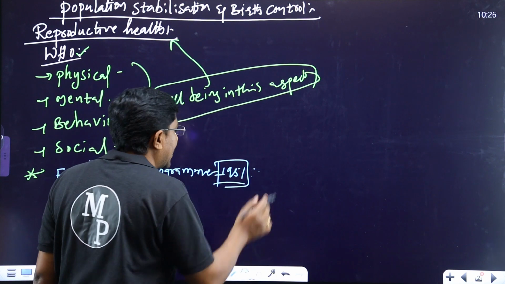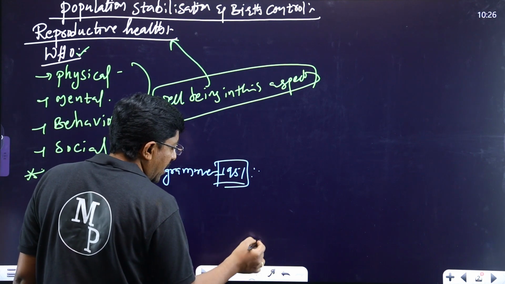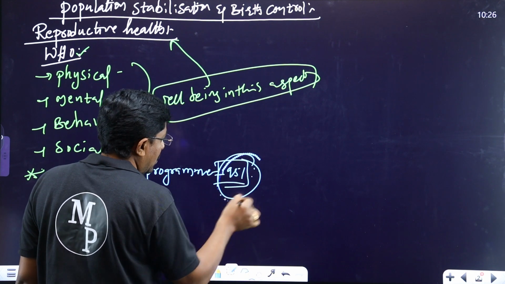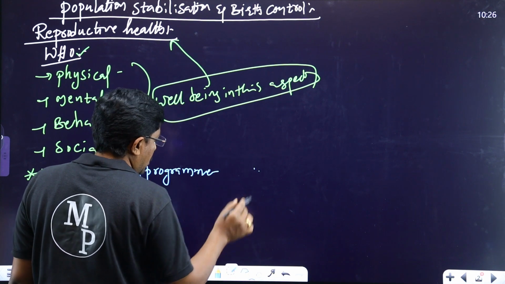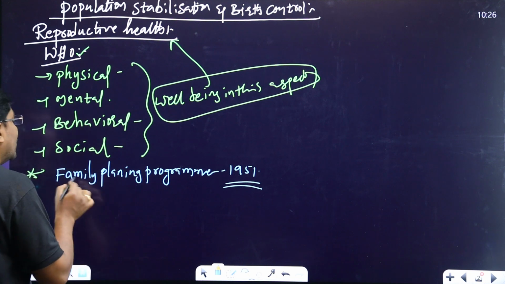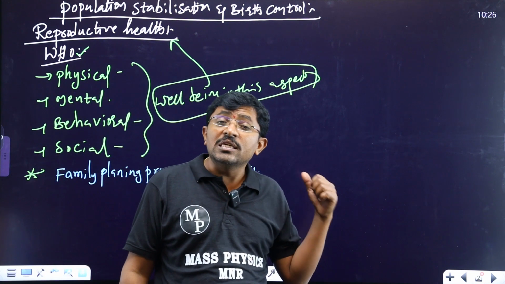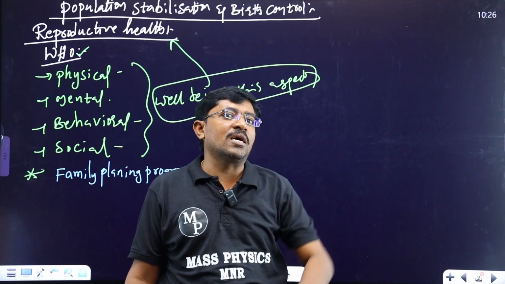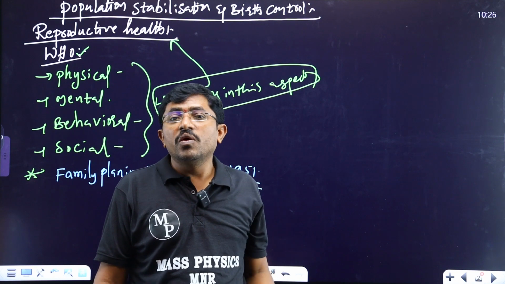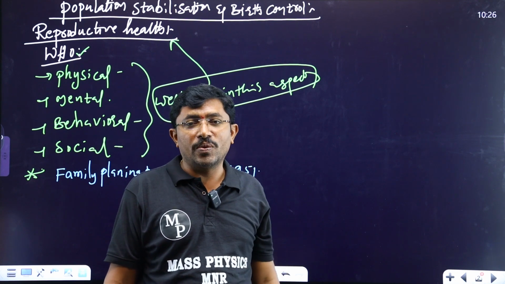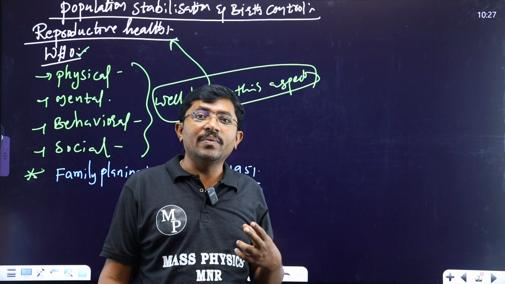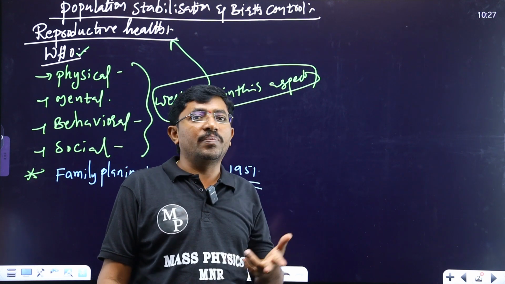As per this 1951 act, the family planning program has one slogan: hum do hamare do. We two, our two. In Telugu, manamiddaram manakiddaru. So in a family, the wife and husband have two children.